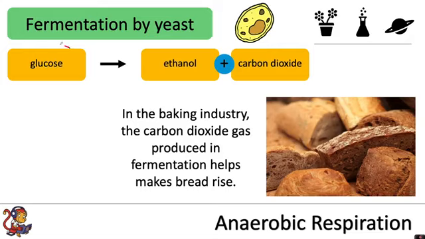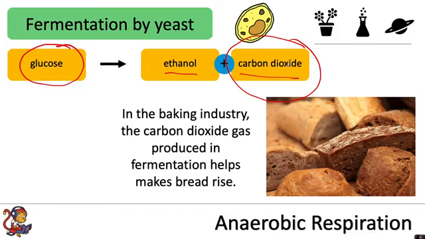So the yeast will break down the sugar or the glucose in your bread mixture, and it will produce ethanol and carbon dioxide. So in the first instance, your bread mixture contains alcohol, but as soon as you put it in the oven, the ethanol has a low boiling point, so that will all evaporate. However, the carbon dioxide product is the really useful product in the case of the baking industry because of the carbon dioxide gas that helps make the bread rise.